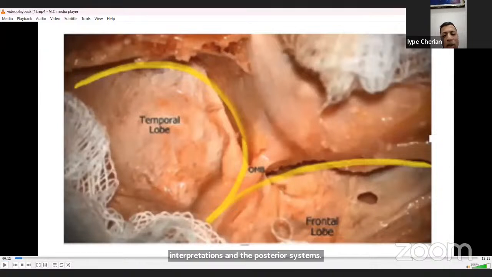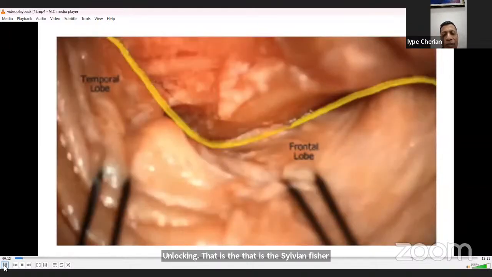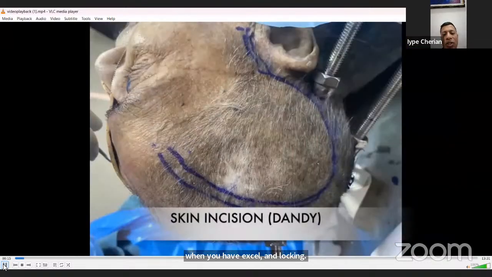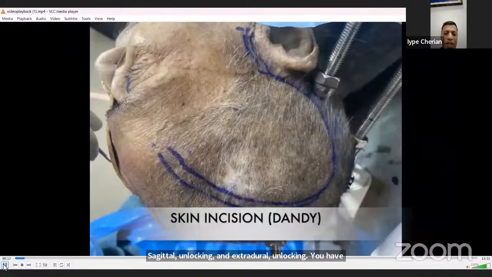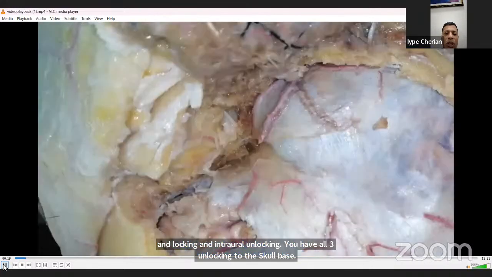So also you can do an intradural unlocking. That is the Sylvian fissure dissection. So when you have axial unlocking, sagittal unlocking, and intradural unlocking, you have all three unlockings to the skull base. So we're going to show you some of the videos that we did.